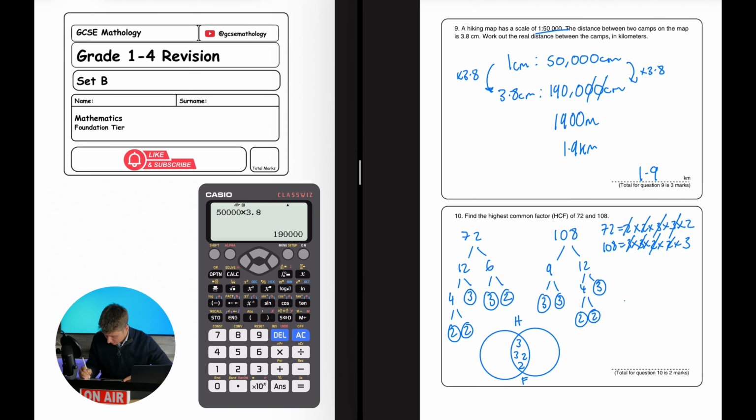So if we do the highest common factor, this is equal to 3 times 3 times 2 times 2. So 3 times 3 is 9. 9 times 2 is 18, and then 18 times 2 is 36. So the highest common factor of 72 and 108 is 36. So this concludes grades 1 to 4 revision set B.